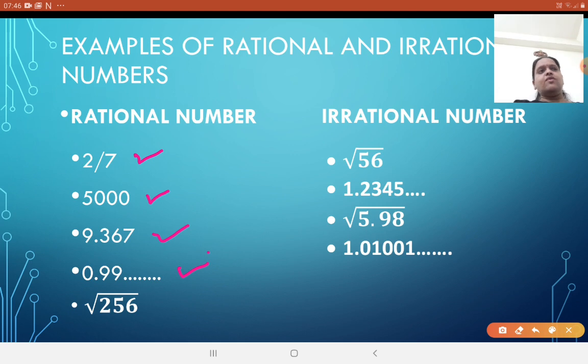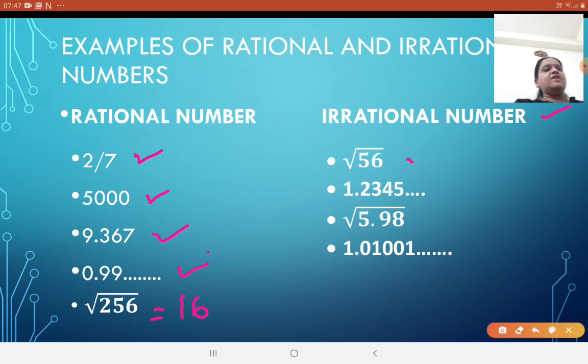Now, the square root of 256. Do you remember what is the square root of 256? Correct, the square root of 256 is 16, which is a whole number, and all whole numbers are nothing but rational numbers. And let us see the examples of irrational numbers.